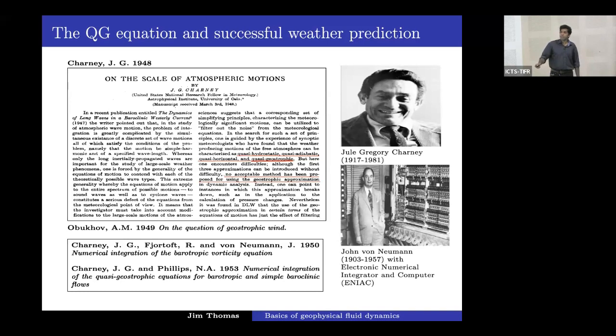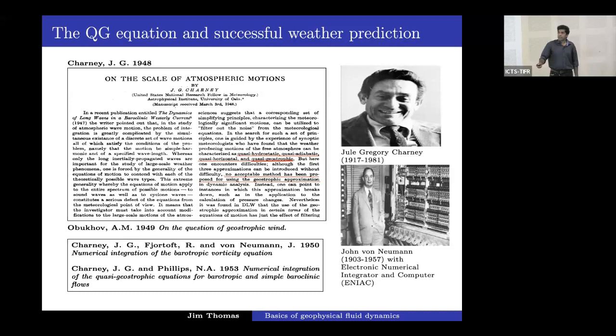A year later, this equation was also independently derived by the Russian mathematician Obukhov. Many might have heard of Kolmogorov, a very famous mathematician. Obukhov was one of the students of Kolmogorov, and he derived this equation one year later. The quasi-geostrophic equation, the QG equation, is also called the Charney-Obukhov equation, based on the people who derived it.